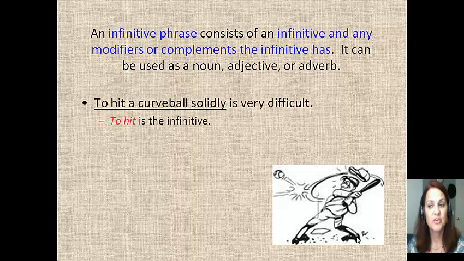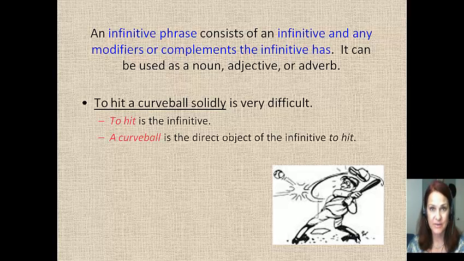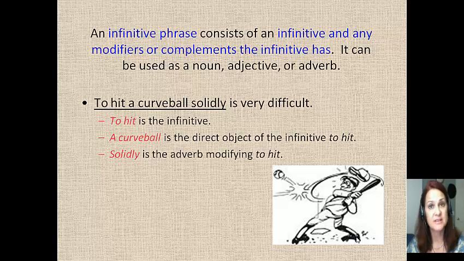To hit a curveball solidly is very difficult. So let's analyze this sentence. My infinitive phrase is underlined. It's to hit a curveball solidly. So let's break this down. To hit is the infinitive. A curveball is a direct object of the infinitive hit. And solidly is an adverb that modifies hit. So it's all connected to that infinitive.